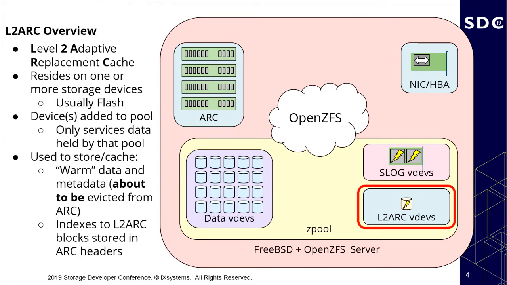This is the focus of our talk, L2ARC, Level 2 Adaptive Replacement Cache. It's configured and added on a per-pool basis, so some of your pools can have L2ARC and some of them cannot, and it can even be configured differently on different pools based on what those pools are used for, which is good. There's a concept of warm data, things that are about to be evicted from ARC, and we'll learn more about that in just a minute, but the L2ARC tries to feed itself with blocks that are about to be evicted from the main memory ARC. We'll talk about what that means and how it determines what is about to be evicted.